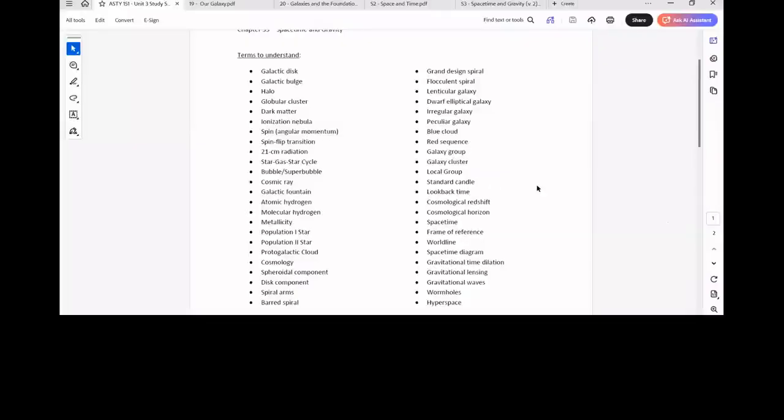We have standard candle, which was a term that we first encountered when we were talking about distance measurements in Unit 2. The idea was that a standard candle was an object whose luminosity you knew independently of its distance, so that you could use it to calculate the distance just by comparing its apparent magnitude to its already known luminosity. And most of the objects we talked about in Unit 2 worked in the opposite way.